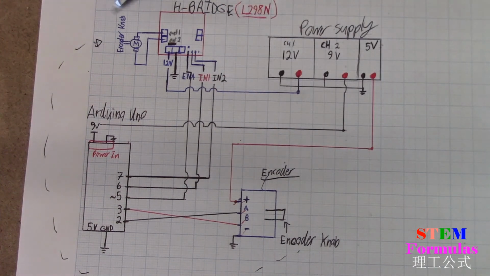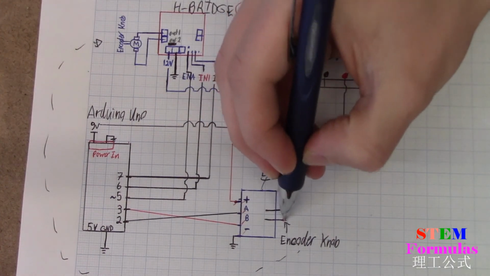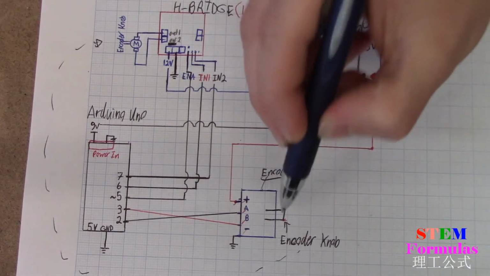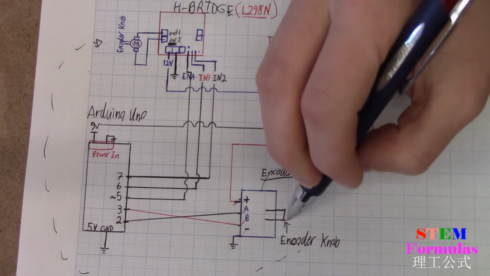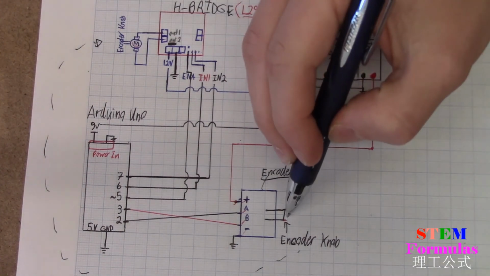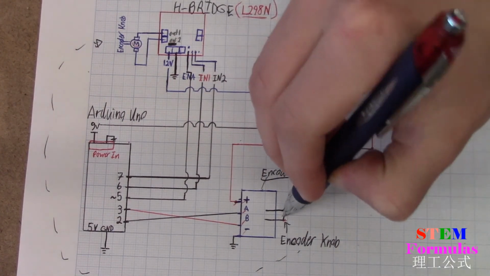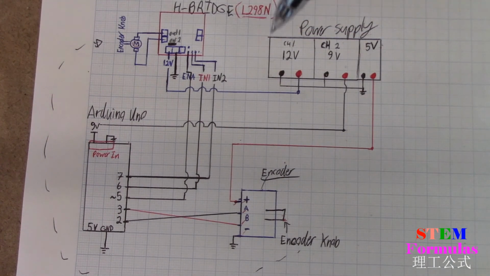Okay, now it's important to note that the encoder knob here that you see is actually physically linked to the motor shaft here. So you got to keep that in mind. You got to either hot glue it or make some kind of link to connect your knob from your encoder to the shaft of your motor. All right. So without further ado, let's get into it.